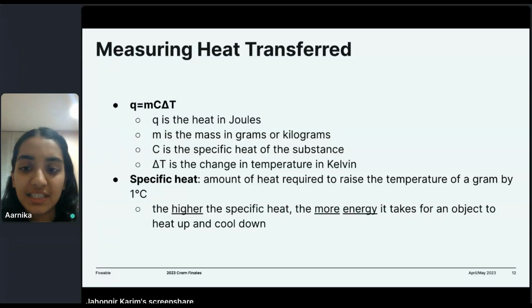The specific heat is usually given to you, so don't worry about memorizing it. And ΔT is the change in temperature in Kelvin. So if it's in Celsius, you would have to change it into Kelvin by adding 273.15. The specific heat is the amount of heat that's required to raise the temperature of a gram by 1 degree Celsius. So the higher the specific heat, the more energy it takes for the object to heat up and cool down.